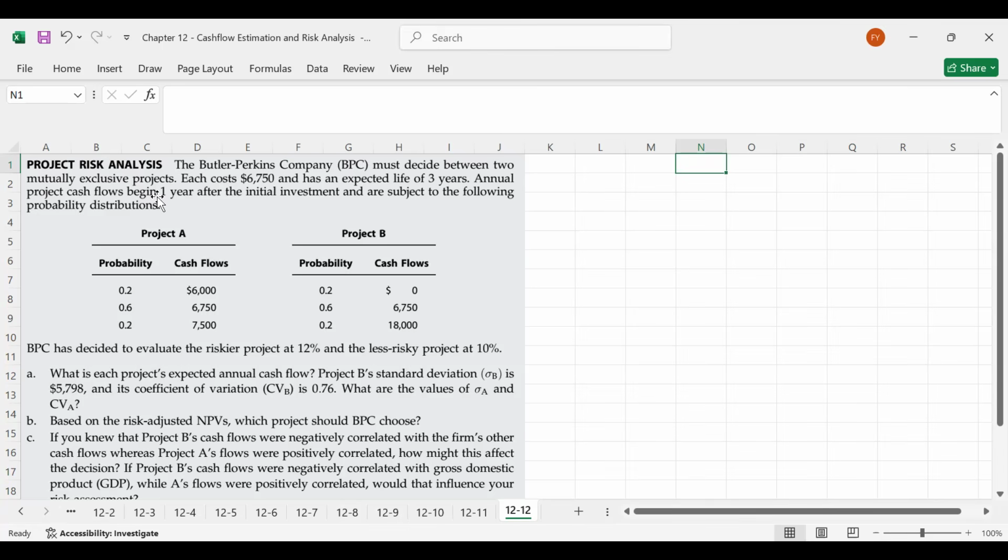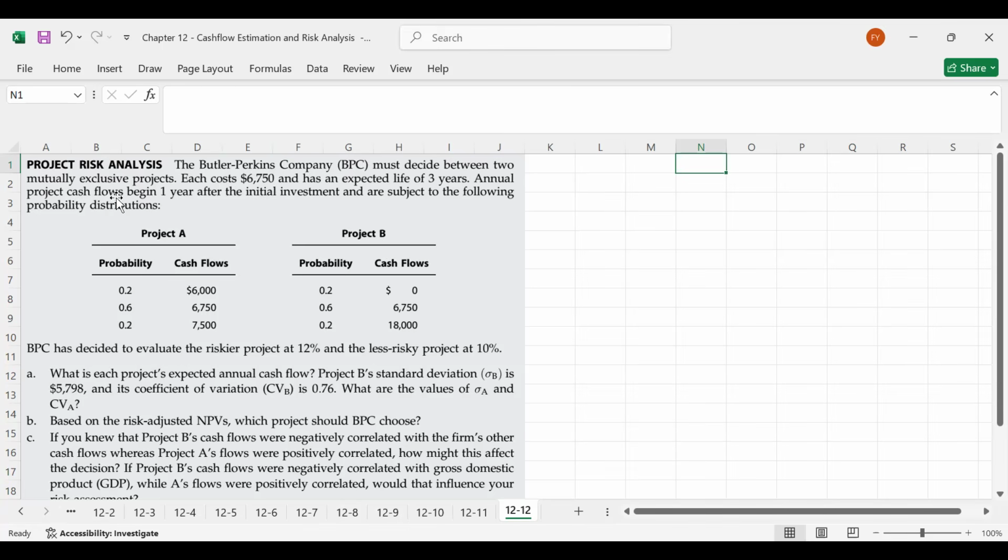So, mutually exclusive projects are very common in capital budgeting decisions where firms aim to maximize shareholder value while working within resource constraints. So these two projects, A and B, are mutually exclusive. Each project costs $6,750, which means this is your cash outflow for each project, whether A or B, and has an expected life of 3 years.